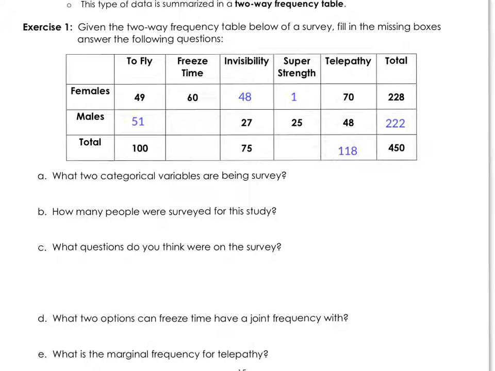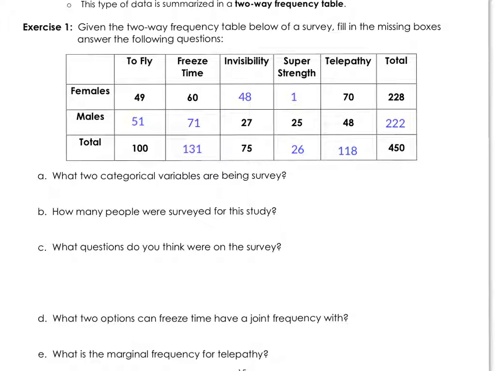Then I can do the same thing for the males since I know that there's 222 total, 48 plus 25 plus 27 plus 51, and subtract that from the 222 to get 71 for freeze time. Now that I've done all that, I can just add to find the totals for these two. So 60 plus 71 to get 131, and 1 plus 25 to get 26 total there.